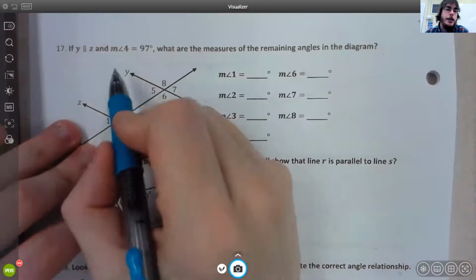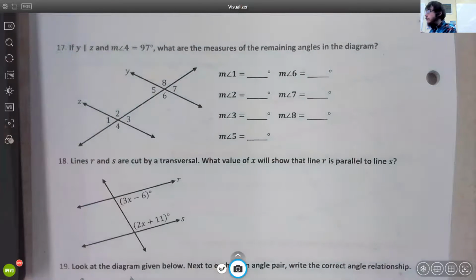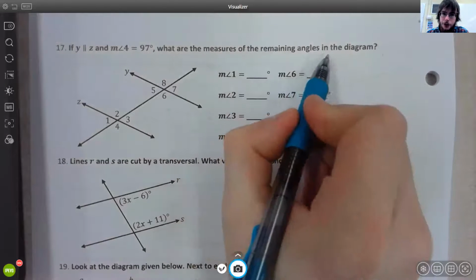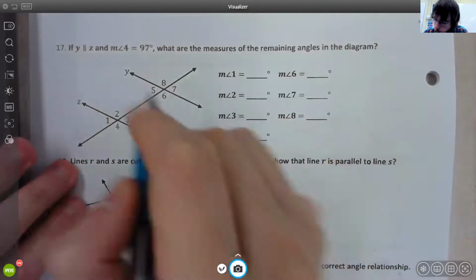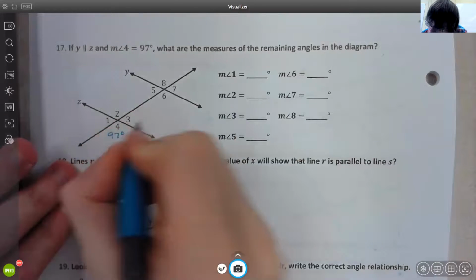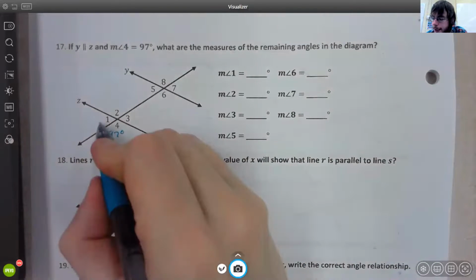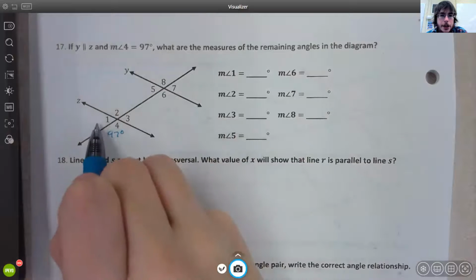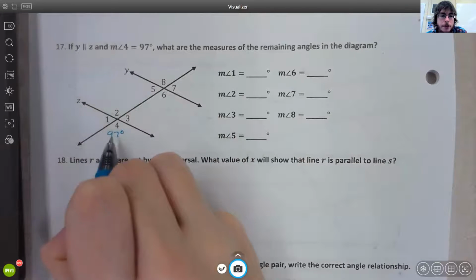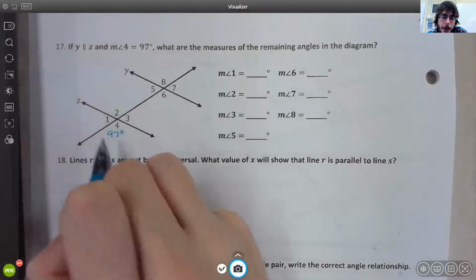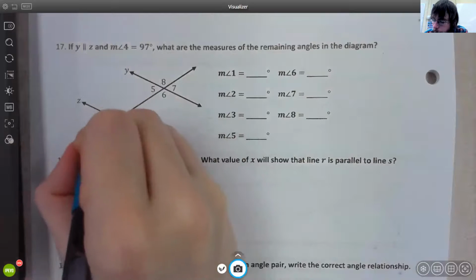If y is parallel to z and the measure of angle 4 equals 97 degrees, what are the measures of the remaining angles in the diagram? So 97 here. Well, angle 1 is a linear pair, so we know angle 1 has to equal 180 minus 97. And 180 minus 97 gives us 83.